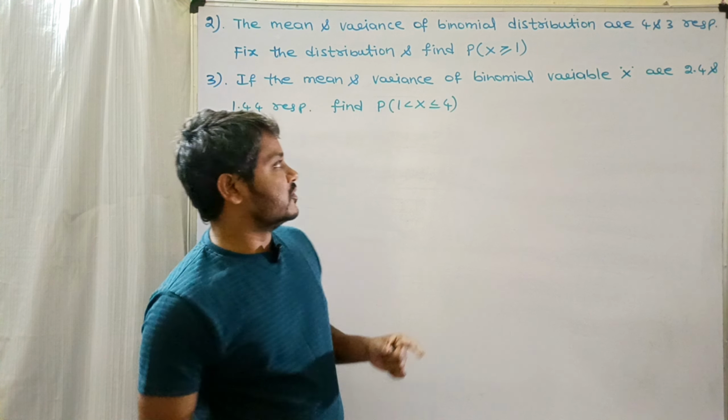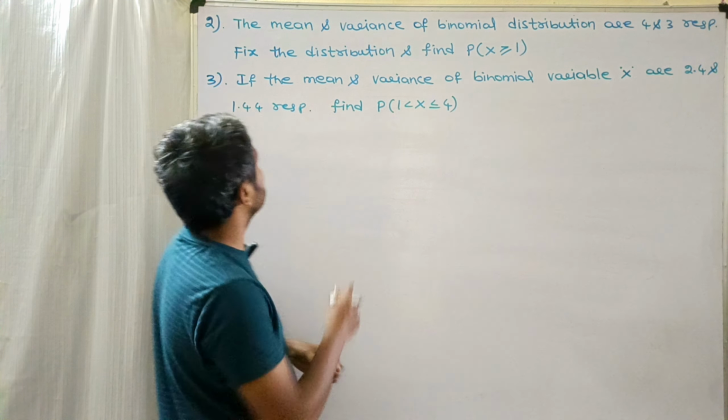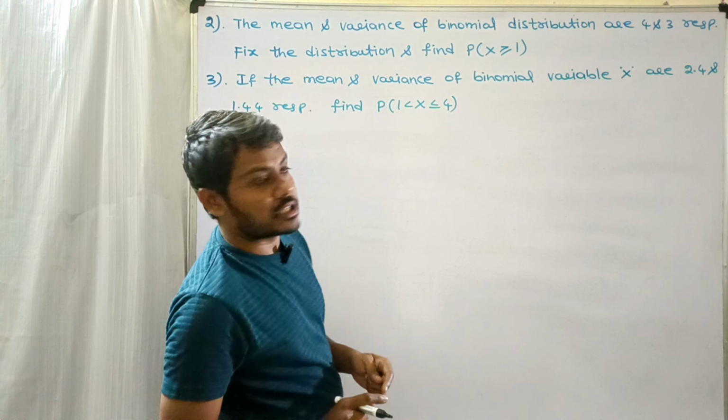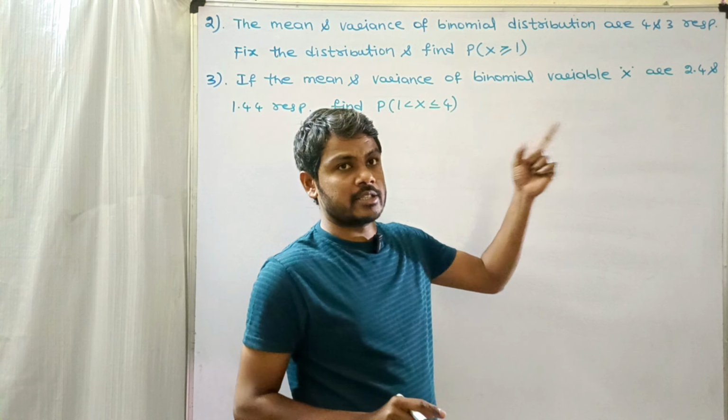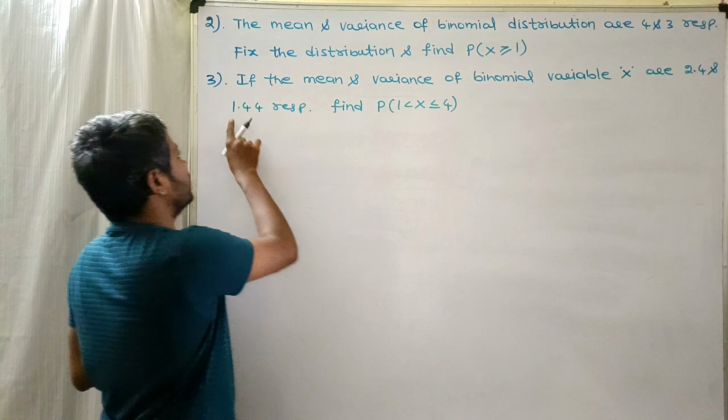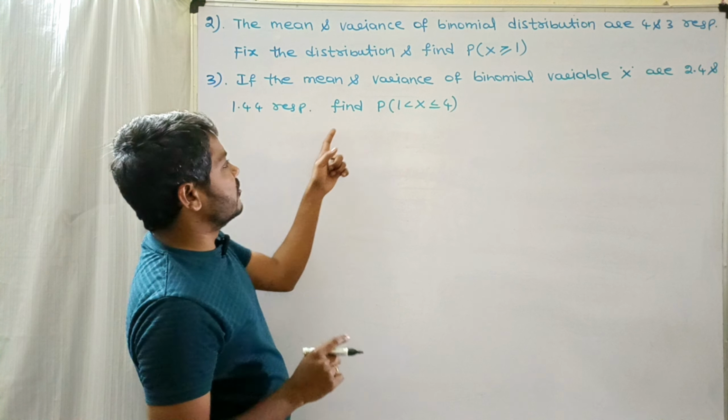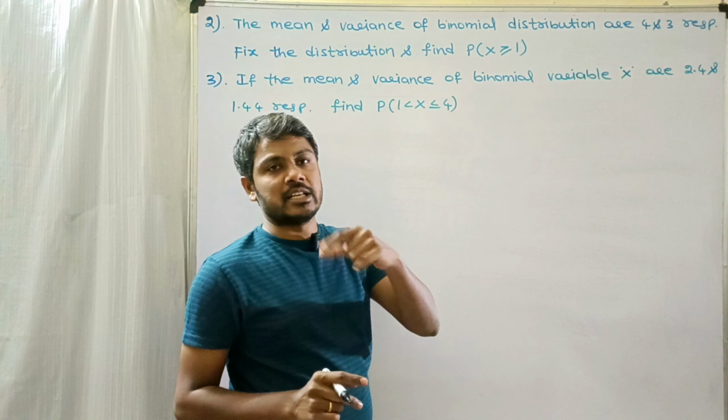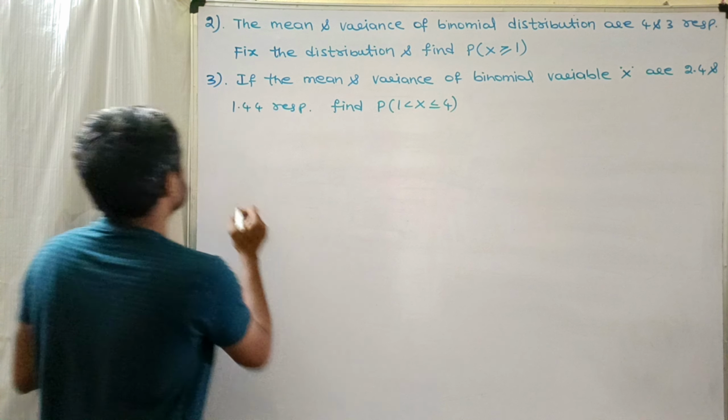Next, question number 3. This is also similar to the previous one. If the mean and variance of the binomial variable X are 2.4 and 1.44, then find P(1 < X ≤ 4). See the solution.